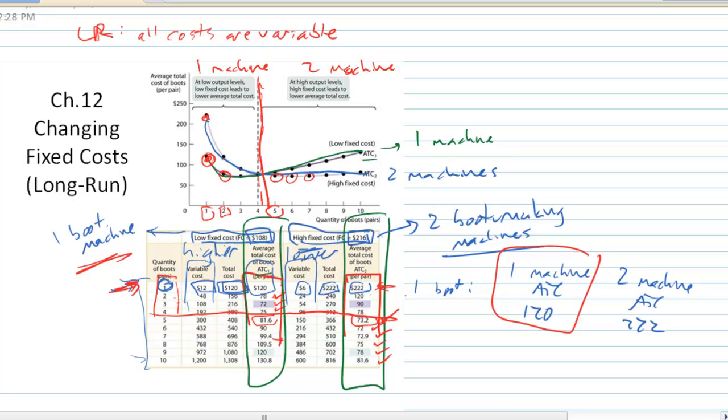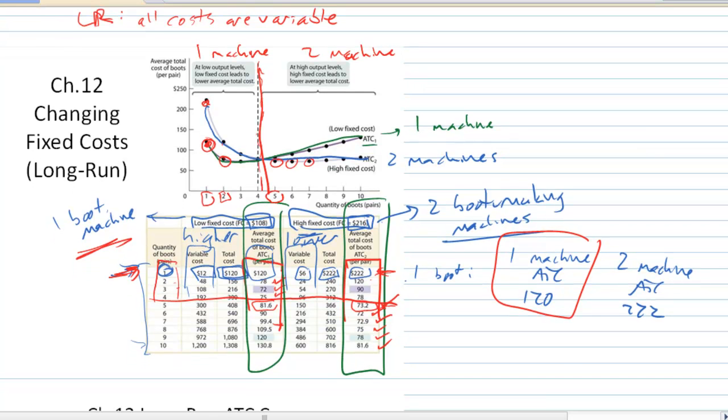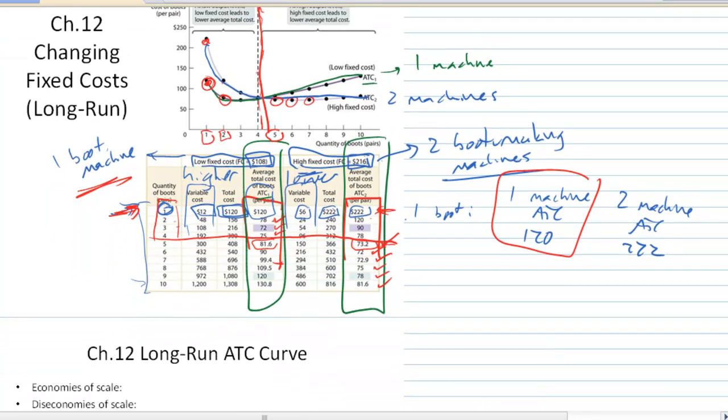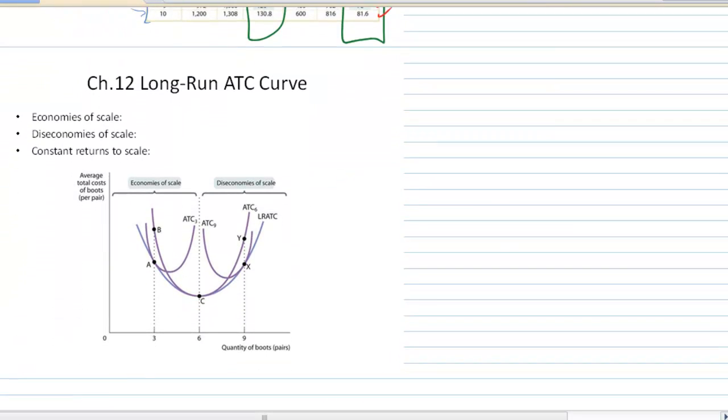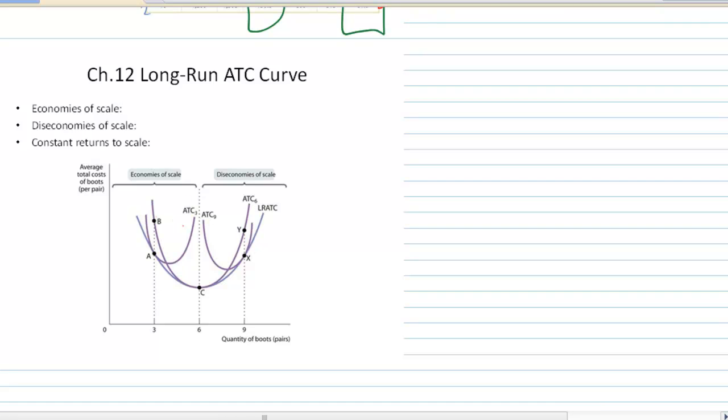In real life, this firm would have the opportunity to buy as many machines as theoretically it wanted. You could buy 3, 4, 5 machines, whatever. And so what we'd end up having is a whole bunch of ATC curves leading to eventually something that looks kind of like this. We can work with this one, but I think let me draw one from scratch is even more helpful.